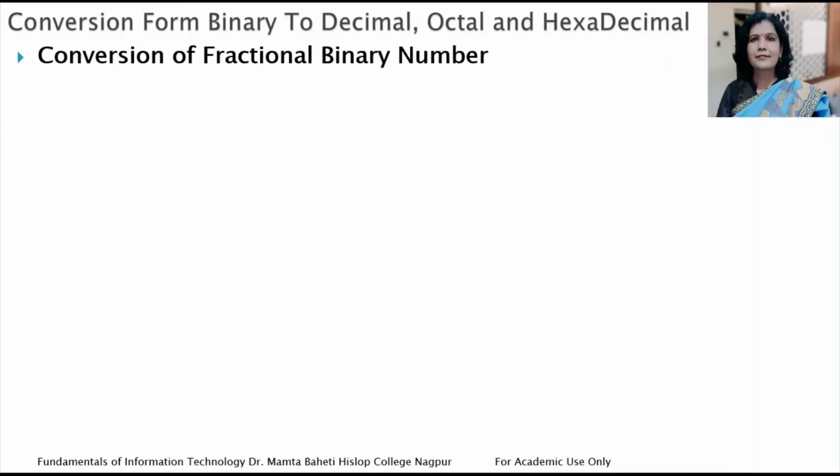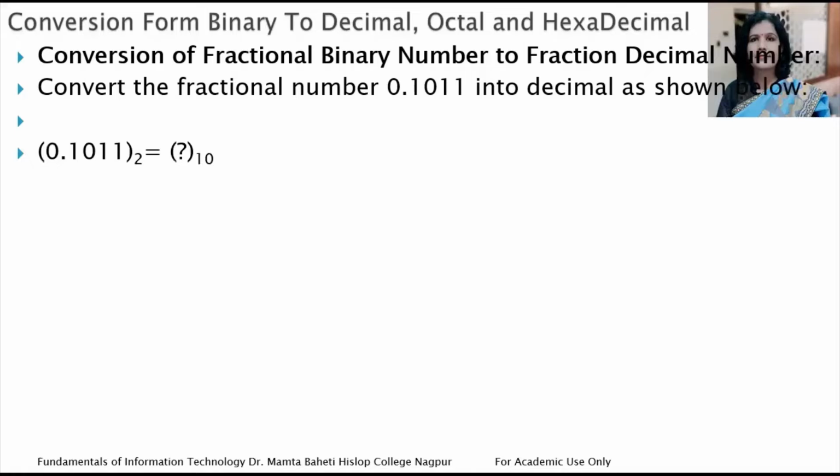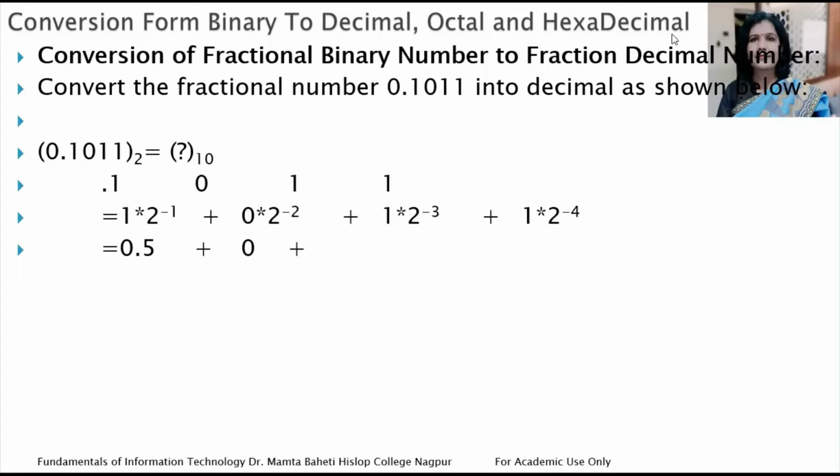Now conversion of fractional binary number to fractional decimal number. So for that, suppose we are converting 0.1011 into decimal. So how would it be done? First step, separate the bits of your number. First thing we have done, we have separated the digits.